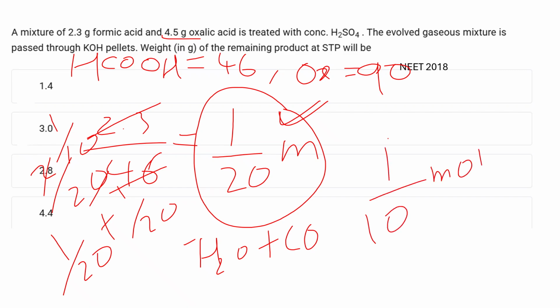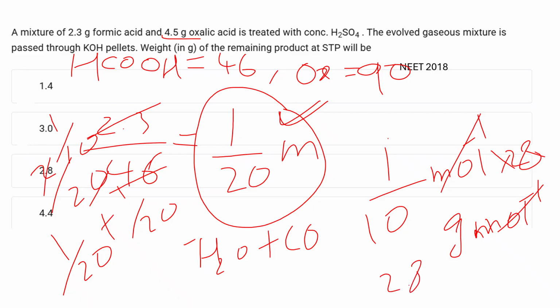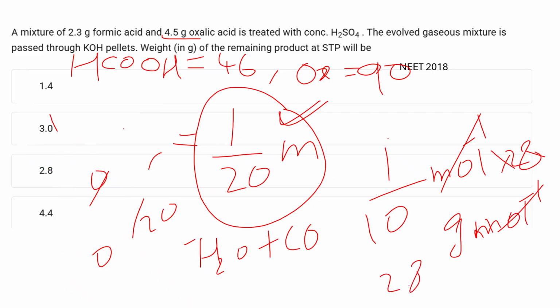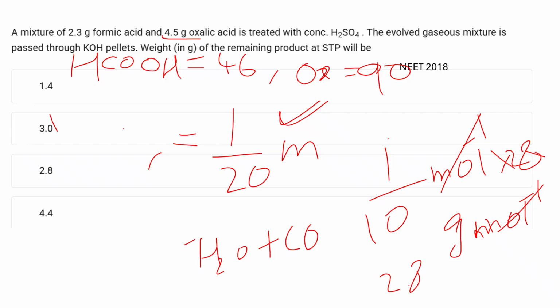The unit is per mole. If we multiply by the molecular mass of carbon monoxide, which is 28 gram per mole, the moles get cancelled, and we get 28 divided by 10. It is nothing but 2.8. The 2.8 is the answer here. Option C has 2.8 as the answer.